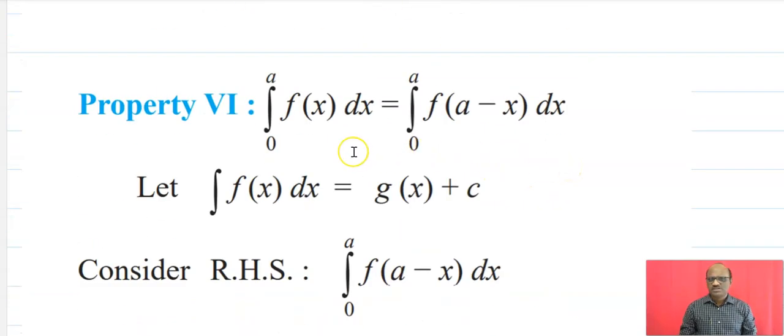Now the next property, number 6. This is also a very important property. We always solve too many examples by using this property.